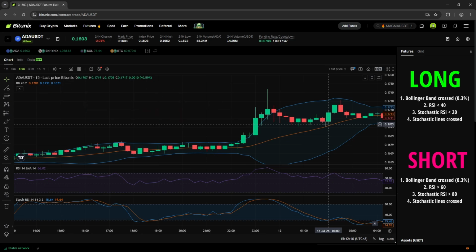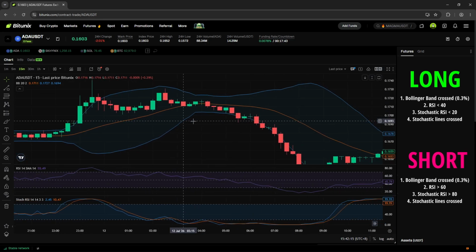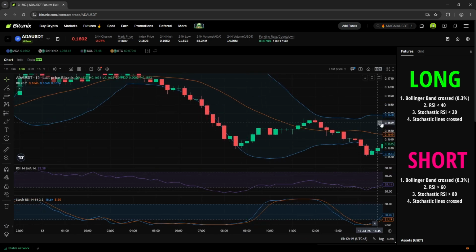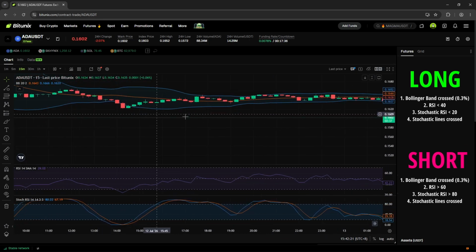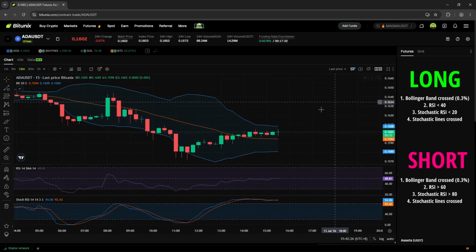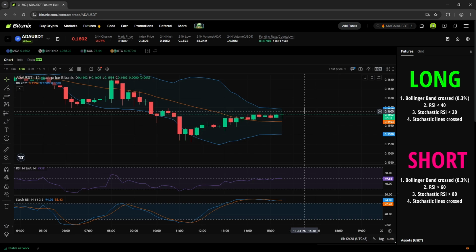So let's open the position now. It's not the right moment, of course, but let's assume that it is, just to show you how to set everything up. So, in a real-world scenario, you're about to watch the last candle when it hits upper or lower Bollinger Bands. You will measure the percentage and look for RSI and Stochastic RSI. And if all conditions are met, we want to open position.